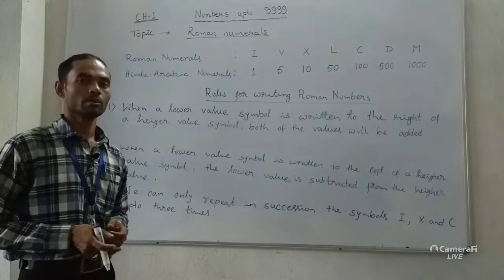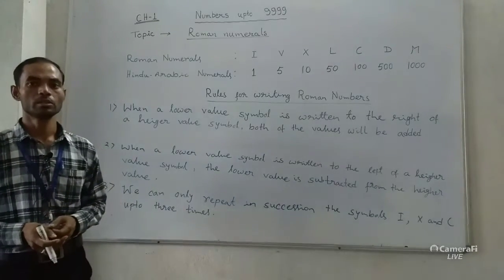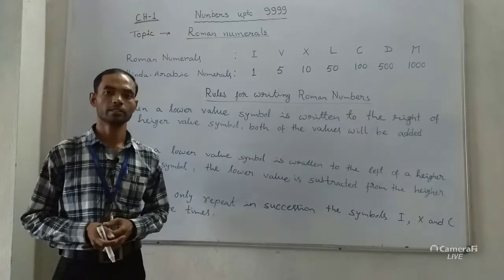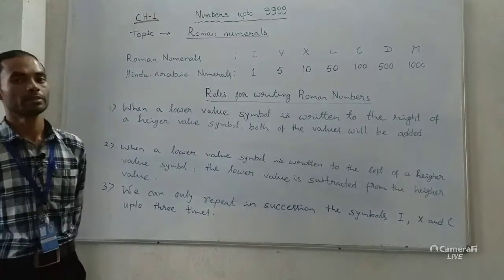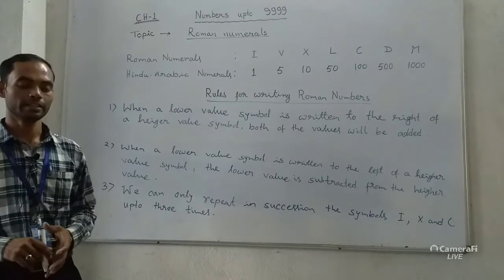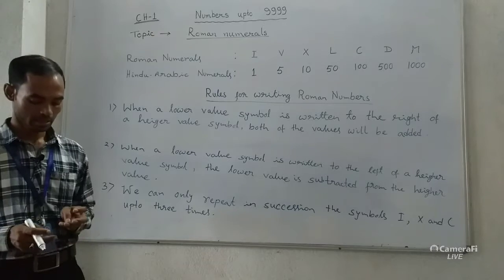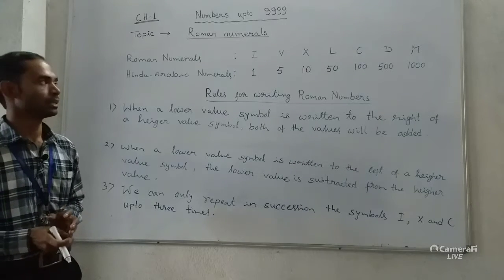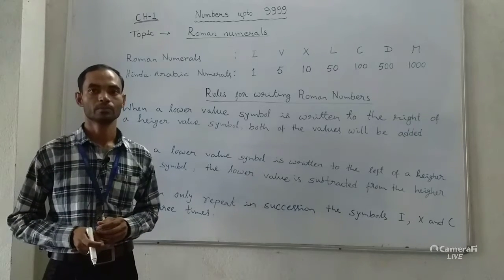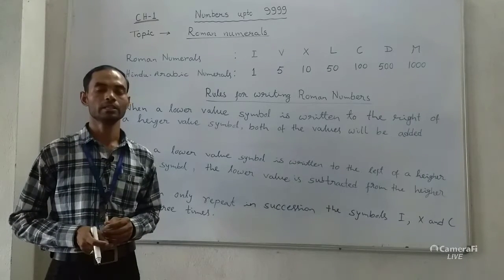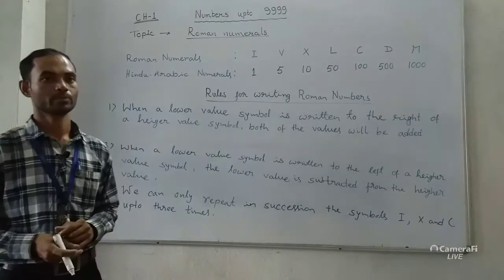Before this you have learned about numbers. Generally in numbers we use some digits. The digits are 10 digits: 0, 1, 2, 3, 4, 5, 6, 7, 8 and 9. These are the 10 digits and we use these digits to represent a number. Now in this topic we will represent the number with different symbols, and the symbols will be English alphabet letters.